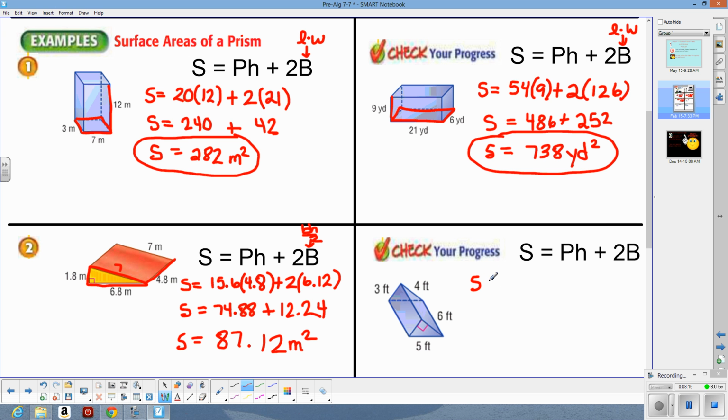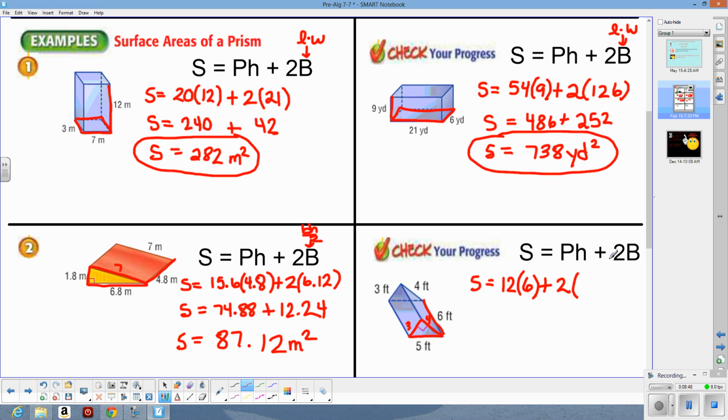Surface area equals the perimeter of the base. Remember, the base is this triangle. So it's going to be 3 plus 5 plus 4, that's going to be 12, times the height, which is the distance between the two bases. The height of this prism is 6, plus 2 times the area of the base.